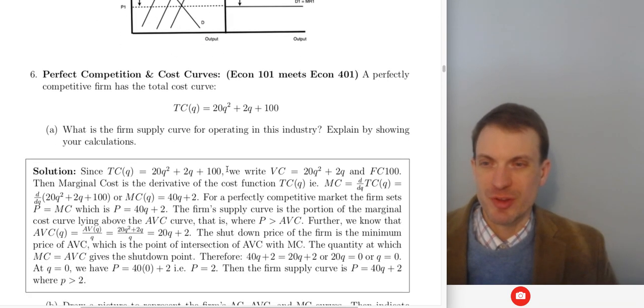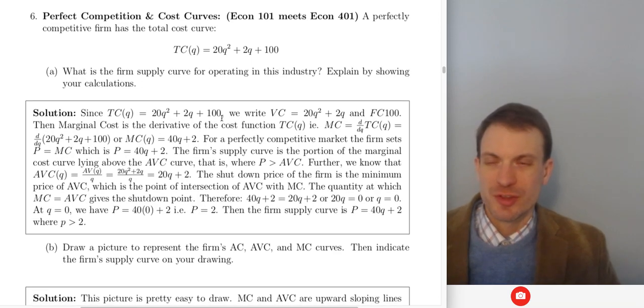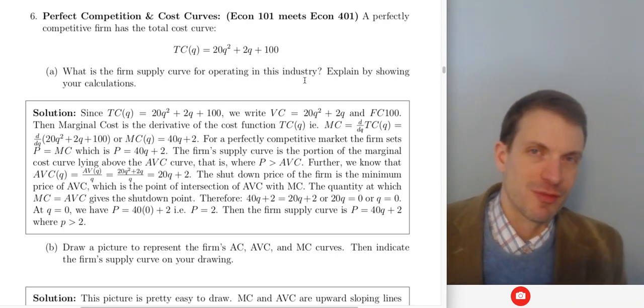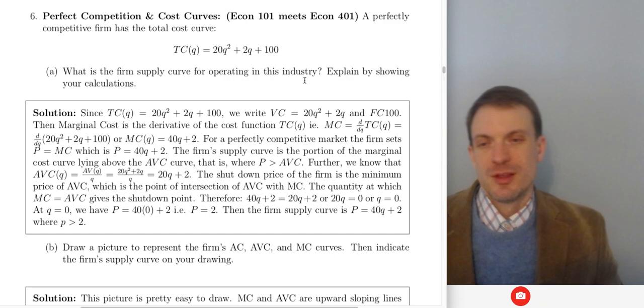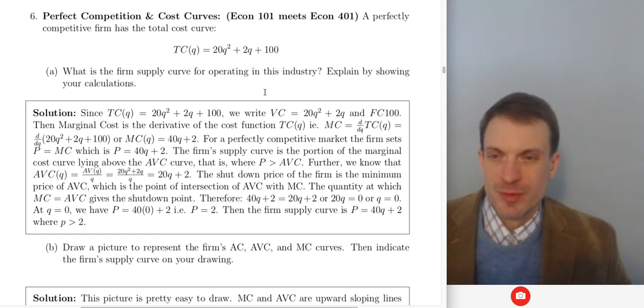Okay, so perfect competition and cost curves. This firm has the following total cost curve: TC of Q is equal to 20Q squared plus 2Q plus 100. What's the firm's supply curve for operating in this industry? Oh, well, we're going to first have to find average variable cost and then find the quantities corresponding to where price equals marginal cost that are higher than average variable cost.